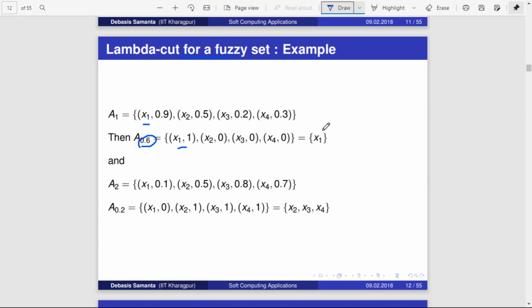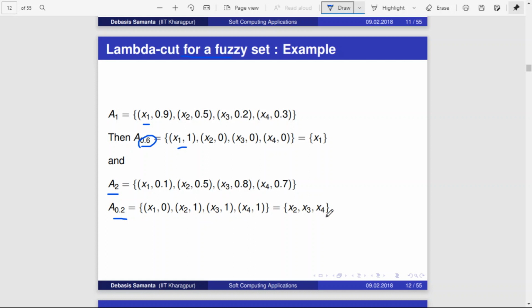Let us consider another fuzzy set A2 with these values. Now for this fuzzy set, if you want to calculate A 0.2, you check whether 0.1 is greater than or equal to 0.2? No, so 0. 0.5 is greater than or equal to 0.2, yes, 1. 0.8 is greater than or equal to 0.2, yes, 1. 0.7 is greater than or equal to 0.2, yes, 1. So wherever it is greater than or equal to 0.2, it is replaced with 1, and if it is less than 0.2, it is replaced with 0. Now ignore the 0 things. So the resultant A 0.2, with lambda value 0.2, is x2, x3, x4.